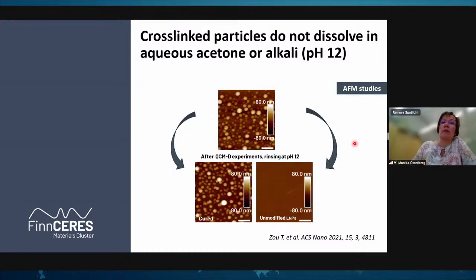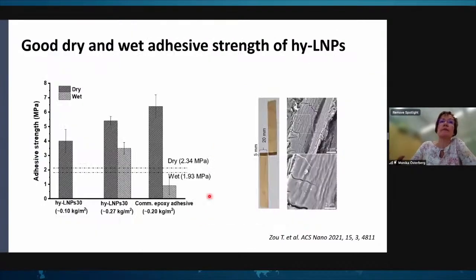And looking at AFM images, we can see that if we have unmodified lignin particles, they are totally removed, either with acetone rinsing or rinsing at high pHs. But if we have cured particles, you can see them also after rinsing, either with a solvent or at high pH. And they work well as adhesives also.